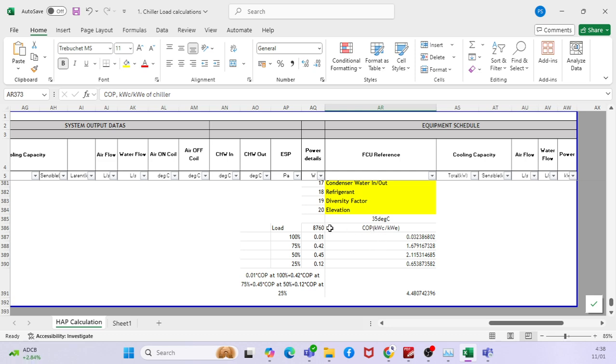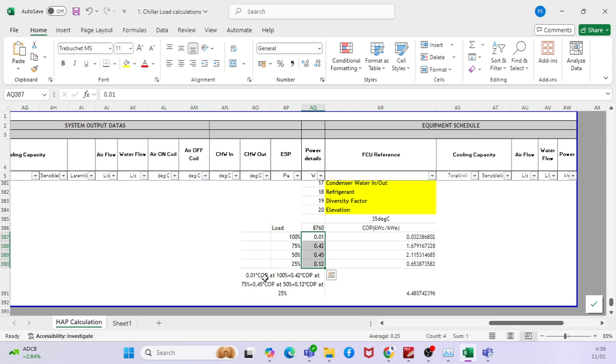See, when you say COP, what is a COP? Cooling kilowatt divided by electrical kilowatt, right? Yes. And when you say 100 percentage, 0.01, and 75 percentage, 0.42, 50 percentage, 0.45, 25 percentage, 12 percentage, this is the operating load.